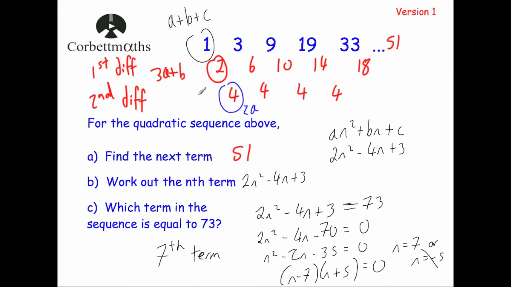So that's the first approach, where we learn that the first term in the quadratic sequence is equal to a plus b plus c. The first difference is equal to 3a plus b, and any second difference is equal to 2a. And so we use that 2a to begin with, then we use the 3a plus b, and then we use the a plus b plus c to find out what the a, the b, and the c are in the nth term of a quadratic sequence. And that's it.